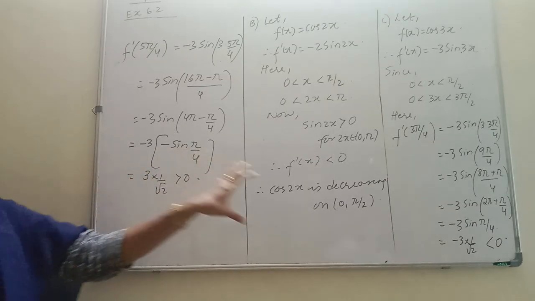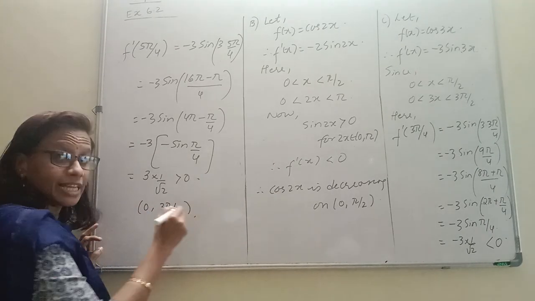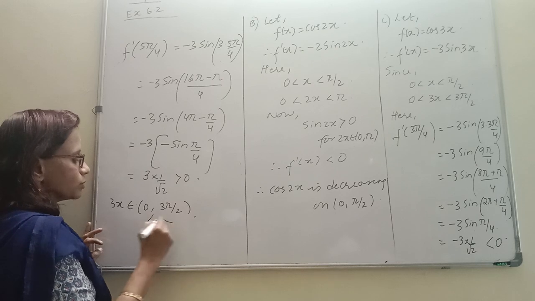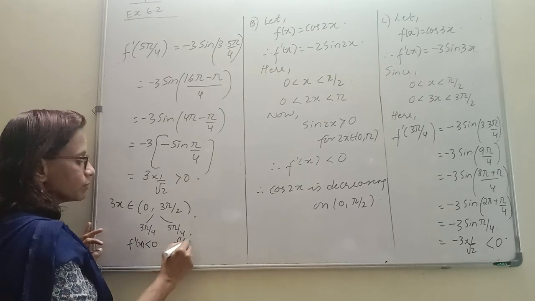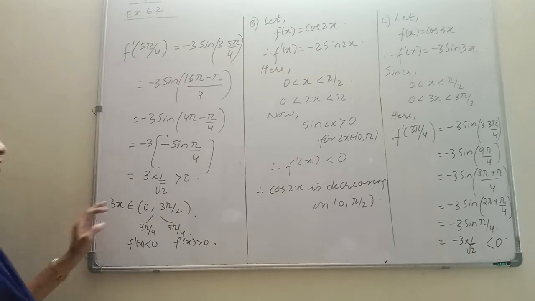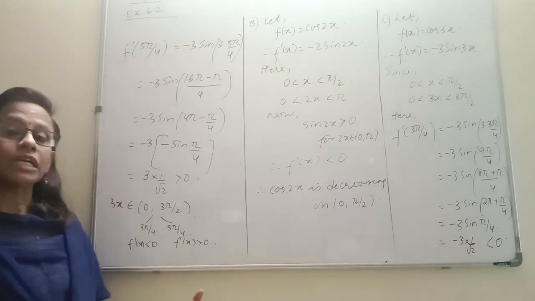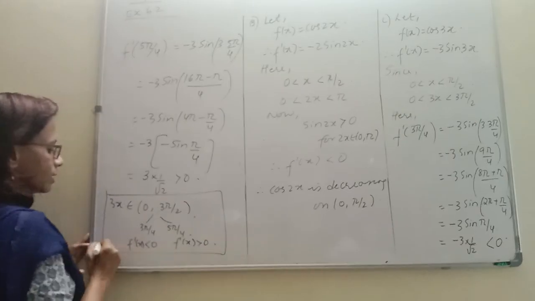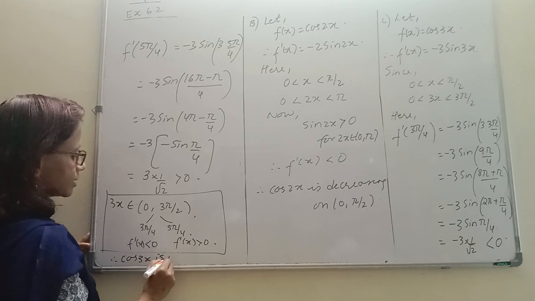Right. So in this interval itself, between 0 to 3 pi by 2, where our 3x was belonging, we have got two values. One is 3 pi by 4 and the other one is 5 pi by 4. At 3 pi by 4, the function's value is decreasing, and at 5 pi by 4, the function's value is increasing. So that's not allowed. In that interval, if you have some values decreasing and some values increasing, we can't call it either increasing or decreasing. Therefore, cos 3x is neither increasing nor decreasing here.